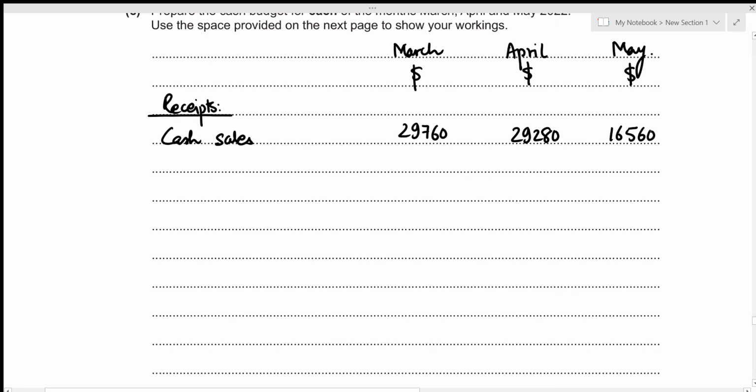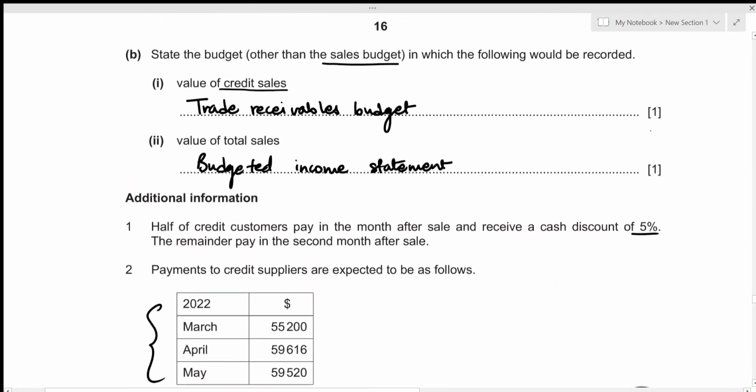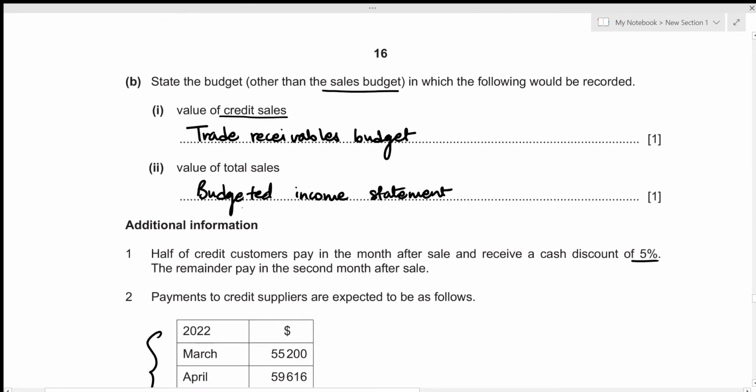All right, let's have a look at the above information again. We were told that half of the credit customers pay in the month after sale and receive a cash discount of 5%. It means that whatever half of the credit sales they are paying for, they will only pay 95% of that particular amount because they are receiving a cash discount of 5%. So the remaining amount is just going to be 95%.